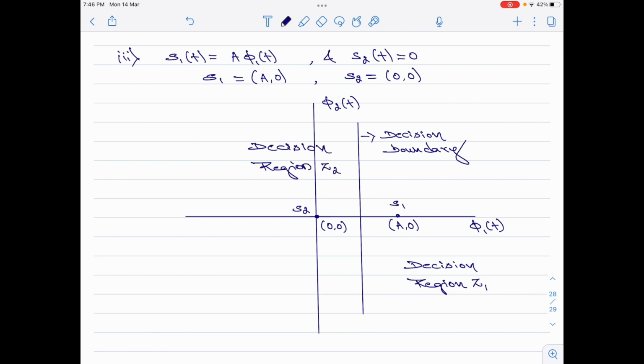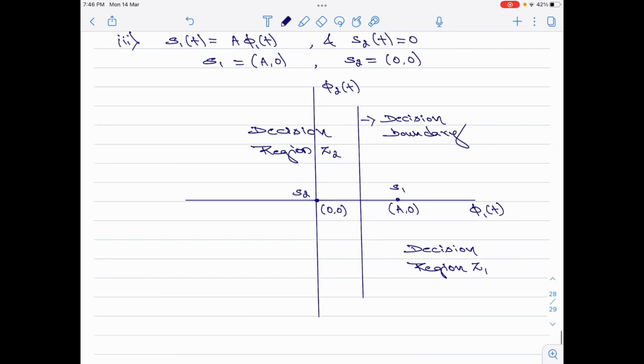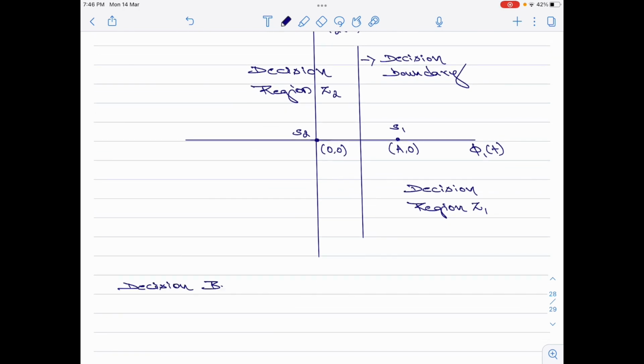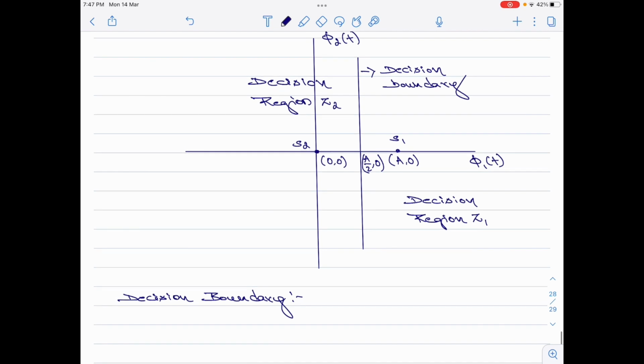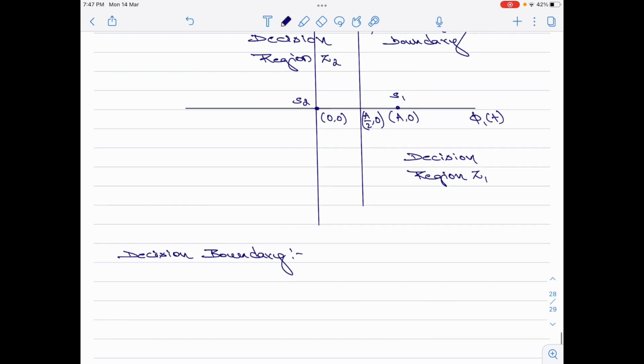Okay. So, let us now write a sentence for the decision boundary of this particular signal set. As I said, the decision boundary for this set of signals is a line parallel to the y-axis, which is the phi 2 axis, and that passes through a point equal to A divided by 2, because that is the midway point here. So, the location of this point is A by 2 comma 0 on the phi 1 axis. So, I can say the decision boundary is a line parallel to the phi 2 axis and passing through the point A by 2 comma 0 on the phi 1 axis.